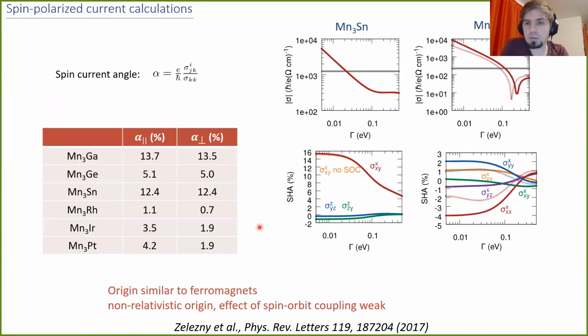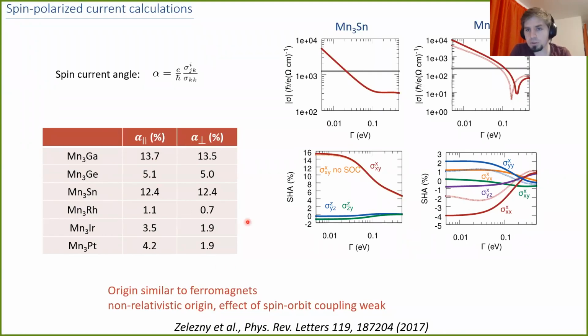We did calculations of the spin-polarized current in these materials. I don't really want to go into details. The key point here is that these are the spin polarizations of the current. This is basically the spin current divided by the charge current. You see those are not huge, but not really negligible.